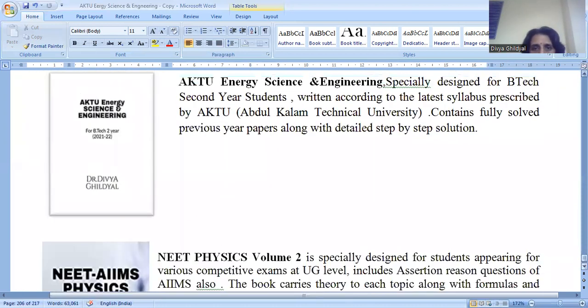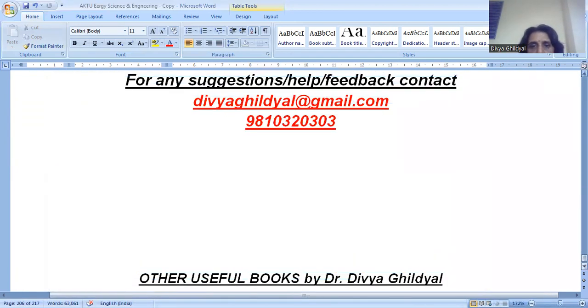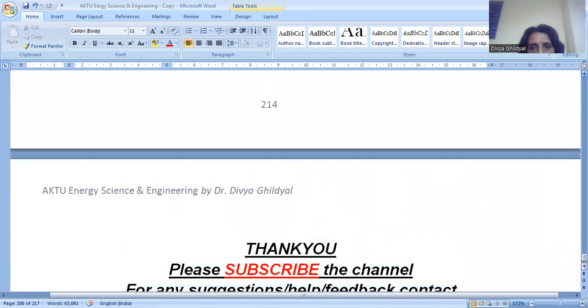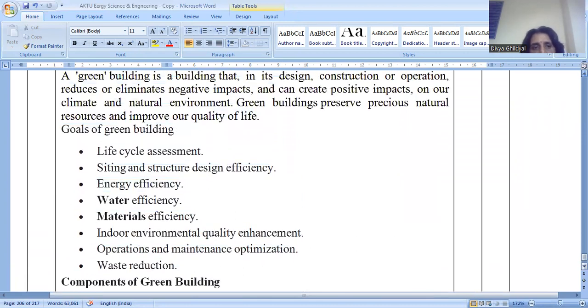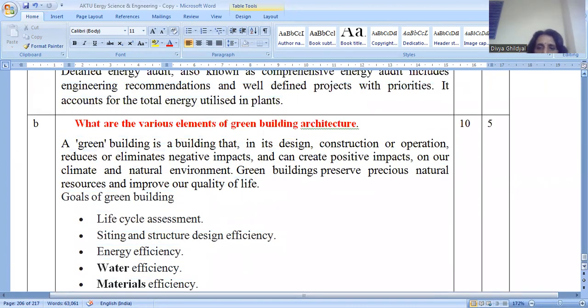So I apply my common sense that this is a theoretical paper with 10-mark questions. I can score better. So I will start solving the paper from the reverse direction. That means I will pick up section C first to solve my paper.